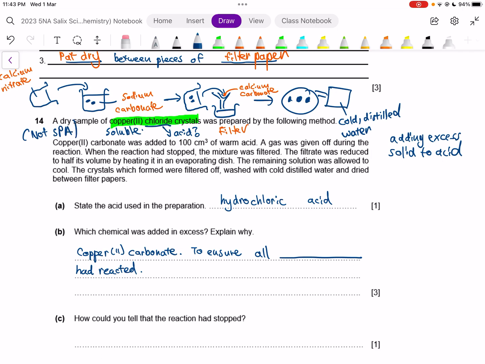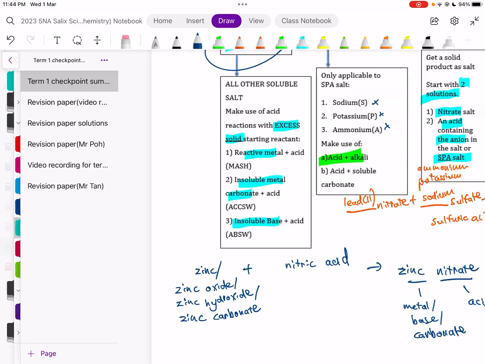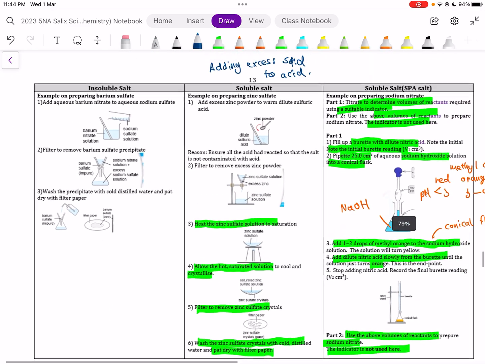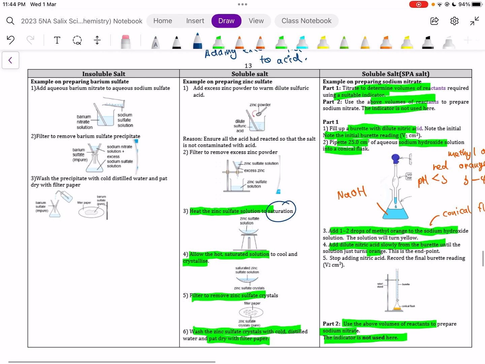So copper(II) carbonate is the solid they use, added to 100 cm³ of warm acid, so the gas is given off. When the reaction has stopped, the mixture was filtered and then reduced to half its volume by heating. So this part is telling you about heat to saturation, which is usually half of the original volume.